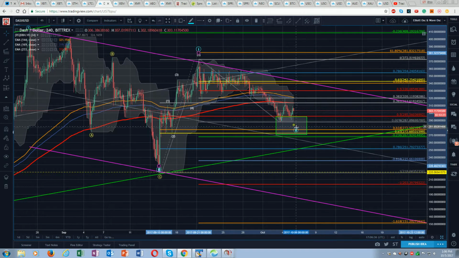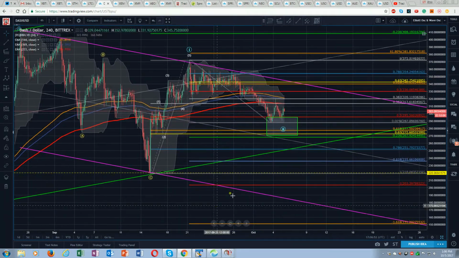So unresolved, but one to watch. Any signs of strength here give us more validity to the idea that that's our solid 2 low. And now you're looking to catch this would be the 3 of the first wave of the 3. So lots of opportunity there in Dash. Lots of opportunity. One to watch.